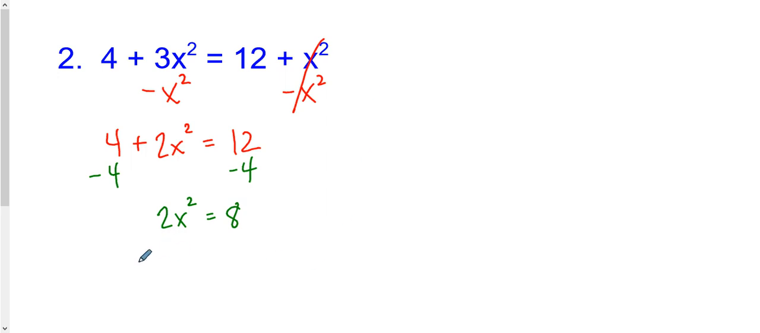From here, I still can't take a square root yet. I need to isolate x squared. To do that, I'm going to divide both sides by 2. So x squared equals 4.